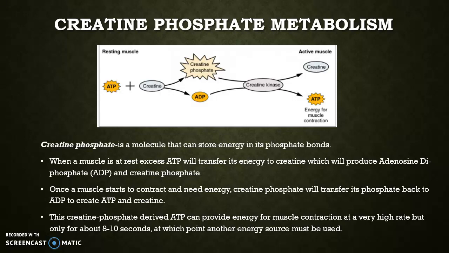When a muscle is at rest, excess ATP will transfer its energy to creatine, which will produce adenosine diphosphate, or ADP, and creatine phosphate. Once a muscle starts to contract and needs energy, creatine phosphate will transfer its phosphate back to ADP to create ATP and creatine. This creatine phosphate derived ATP can provide energy for muscle contraction at a very high rate, but only for about 8 to 10 seconds, at which point another energy source must be used.